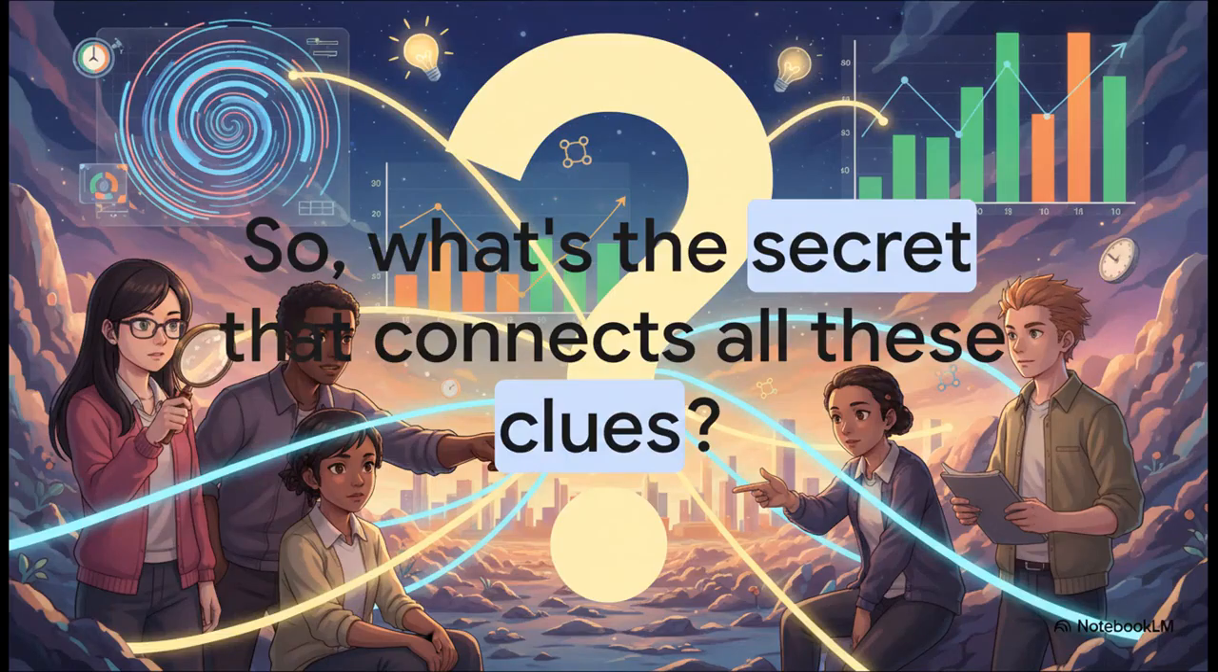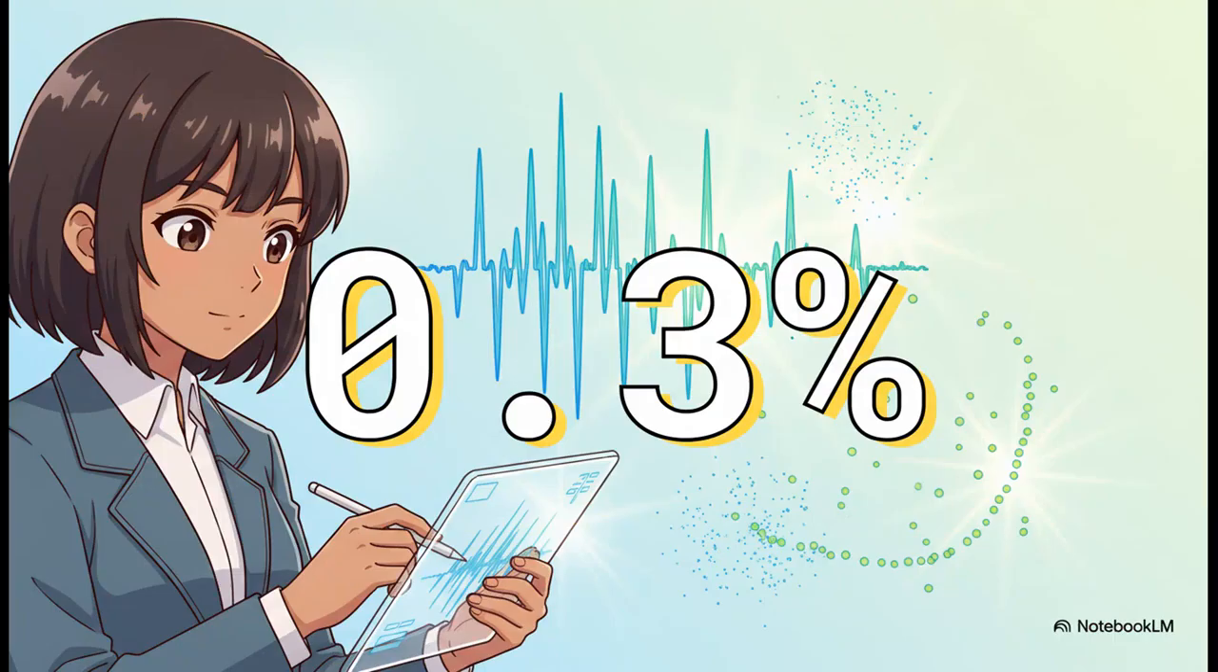But what's the one thing that connects all these different clues? What is the secret sauce that gives them their power? How can we be so confident when we see one of these patterns and say, nope, that is not just random noise? This right here, this is the secret. The probability, get this, the chance of any one of these patterns showing up just by pure random luck is only 0.3%. Think about that. That's less than 1 in 300.